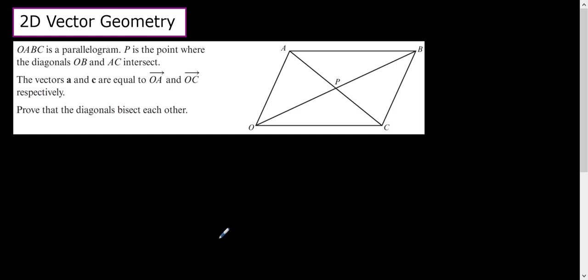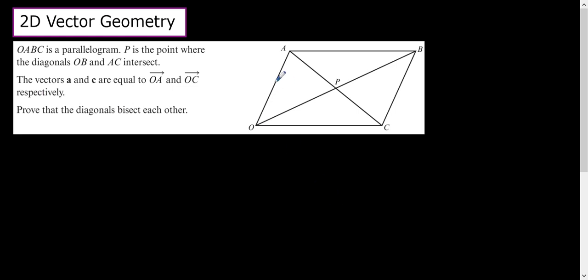The second example I have is slightly more interesting, slightly more tricky. We have a parallelogram OABC. Diagonals OB and AC intersect. The vectors a and c are equal to OA and OC respectively. Prove the diagonals bisect each other.